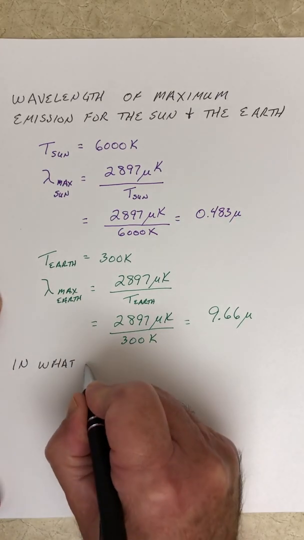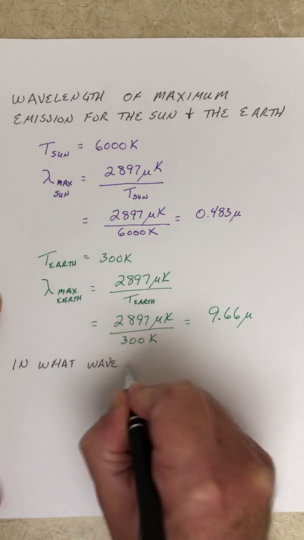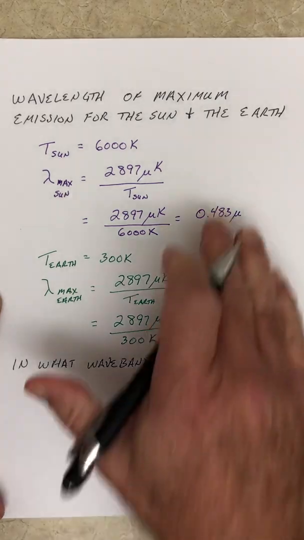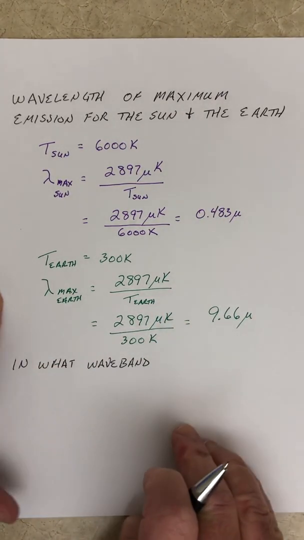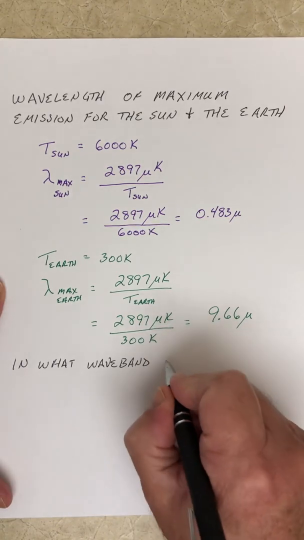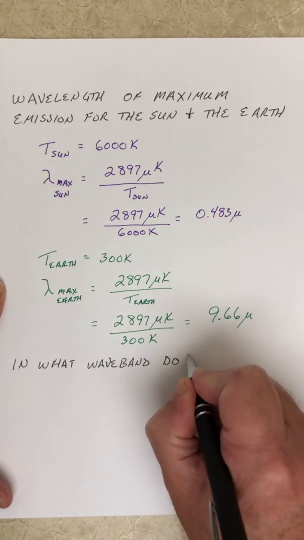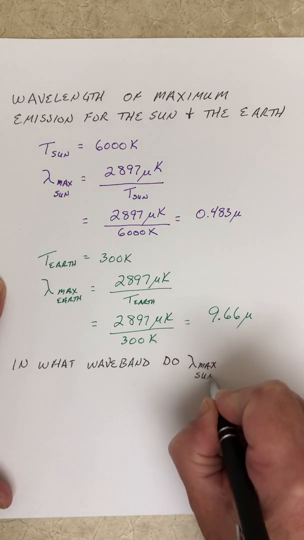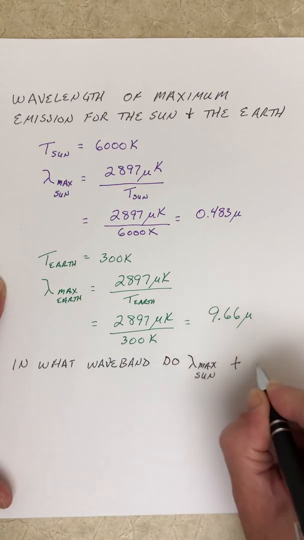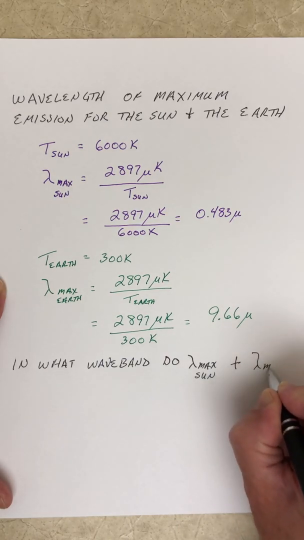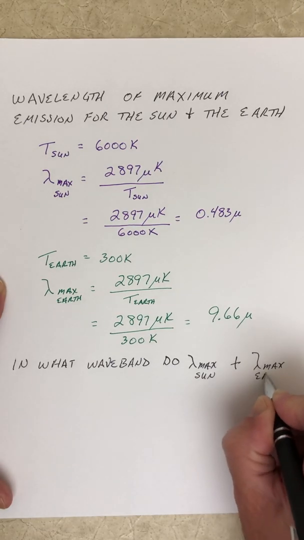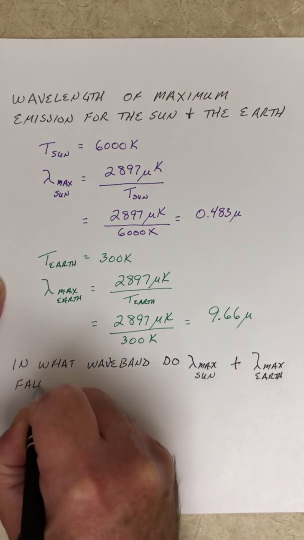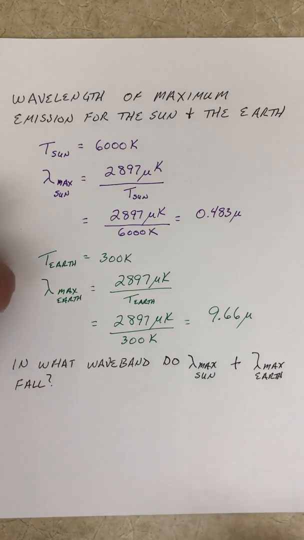Okay? So now, another question we could ask is, basically, what kind of radiation are we talking about with these wavelengths of maximum emission? So in what wave band do the wavelength of maximum emission for the sun and the wavelength of maximum emission for the earth fall? Okay, so in what wavelengths are these? What kind of radiation is this?